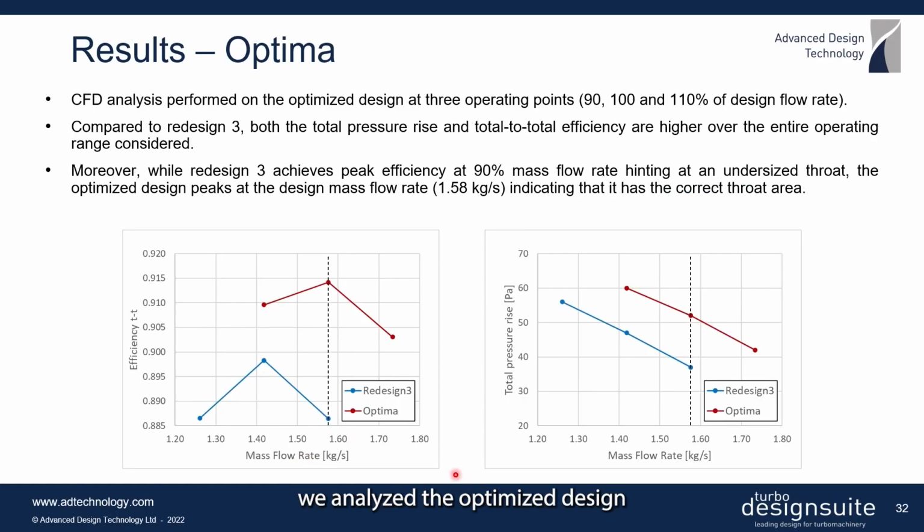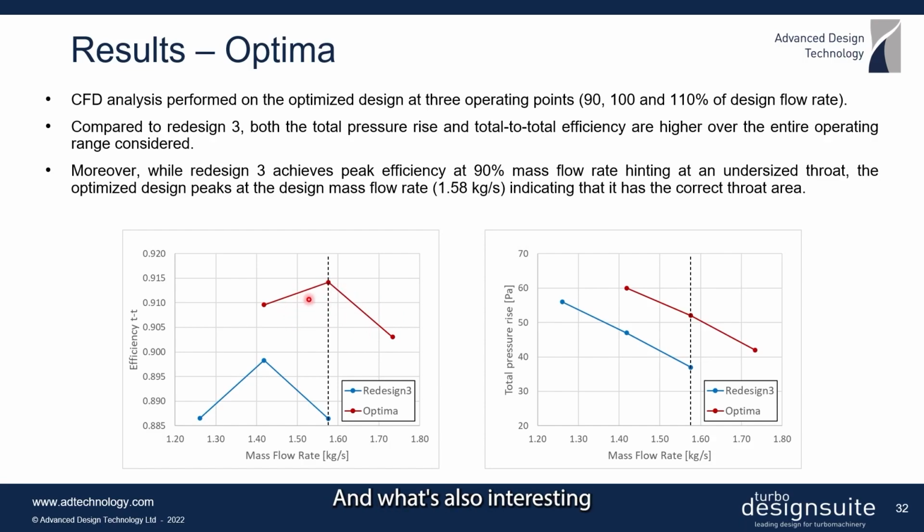And finally, we analyzed the optimized design at three operating points, that is 90, 100 and 110% of the design flow rate. And then if you see the total to total efficiency comparison with the redesign 3, clearly the performance is improved over the entire operating range considered.